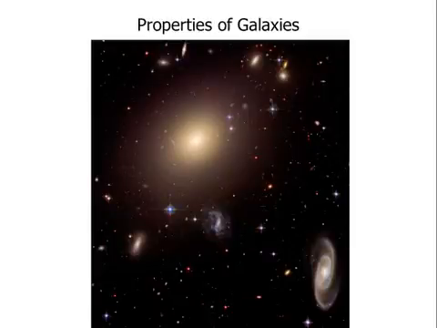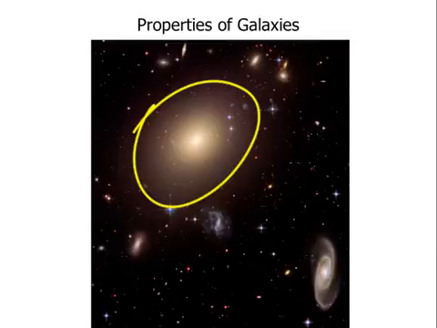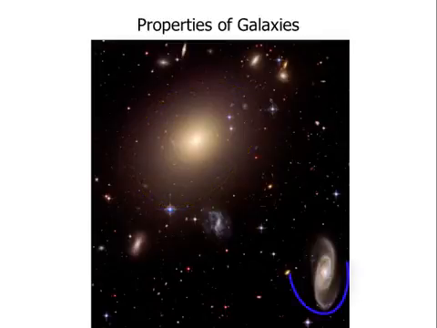So let's talk some about their properties. Here's a picture taken by the Hubble Space Telescope of some galaxies. You'll notice that there's a big yellow one in the kind of center left. There's a bluish spiral in the lower right. There's some big galaxies, some small galaxies, some that have definite spiral shapes, some that don't have definite shapes.